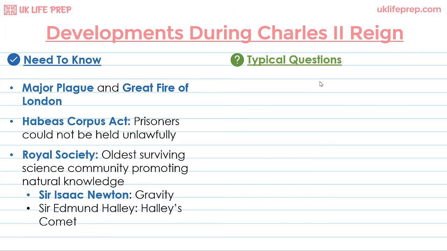Things I'd remember from this section would be what the Habeas Corpus Act was, what the Royal Society was, who Isaac Newton was and what he was famous for.